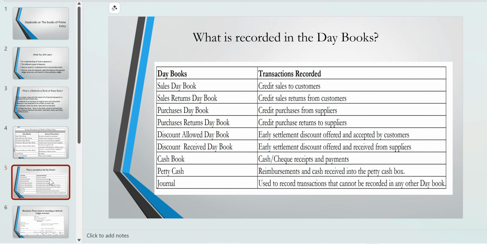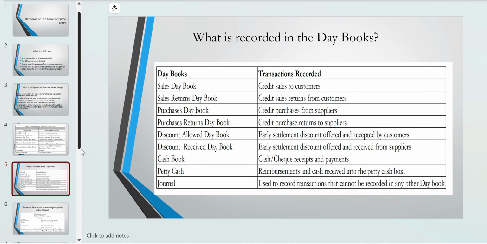Cash book, we record cash and cheque receipts and payments. Petty cash, we record reimbursements and cash received into the petty cash box. The journal is used to record transactions that cannot be recorded in any other day book. That is what we use the journal for.